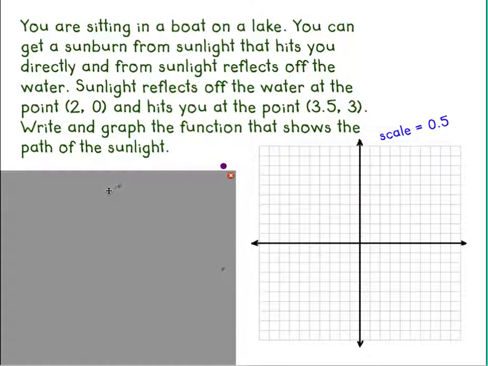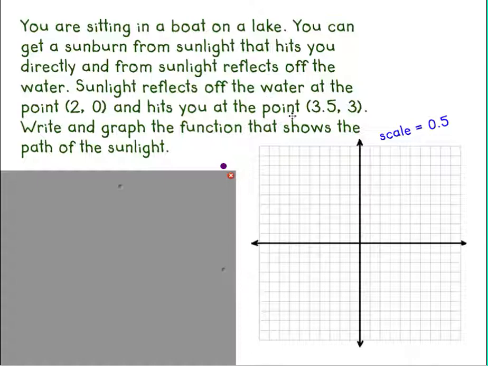So problem number 3, you're sitting on a boat in a lake and you're going to get a sunburn from the sunlight, and you're going to get it from 2 different places. One, the sun that hits you directly, and some sunlight that hits off the water. So we're supposed to write and graph a function that shows the path of sunlight.